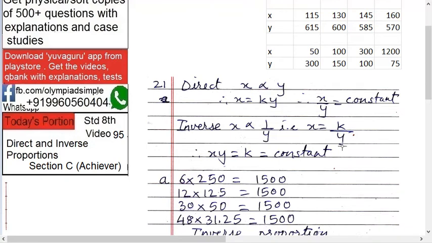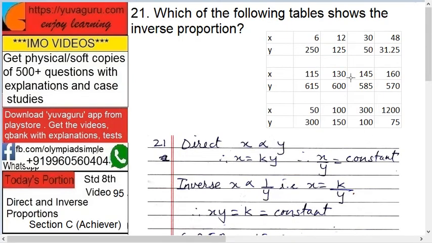So x equals k upon y. Therefore xy equals k. Right? It means if you want inverse proportion, then x into y should be constant. So let's check out for each one.